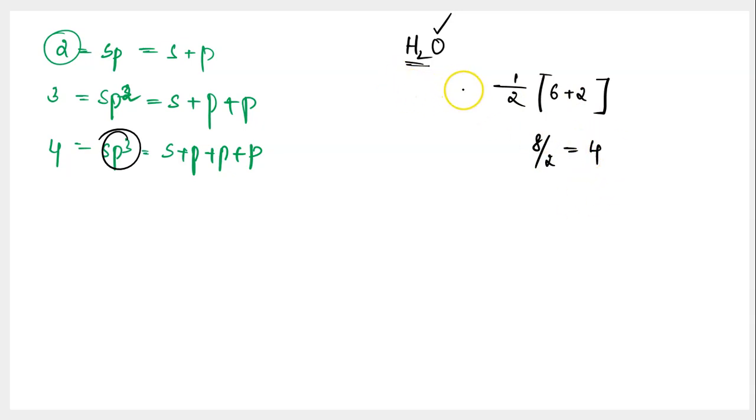So in H2O, oxygen, the central atom, is having 4 hybrid orbitals, which means that the hybridization of oxygen over here is sp3 again, right? So using this formula, I hope you have learned how to calculate hybridization very easily.